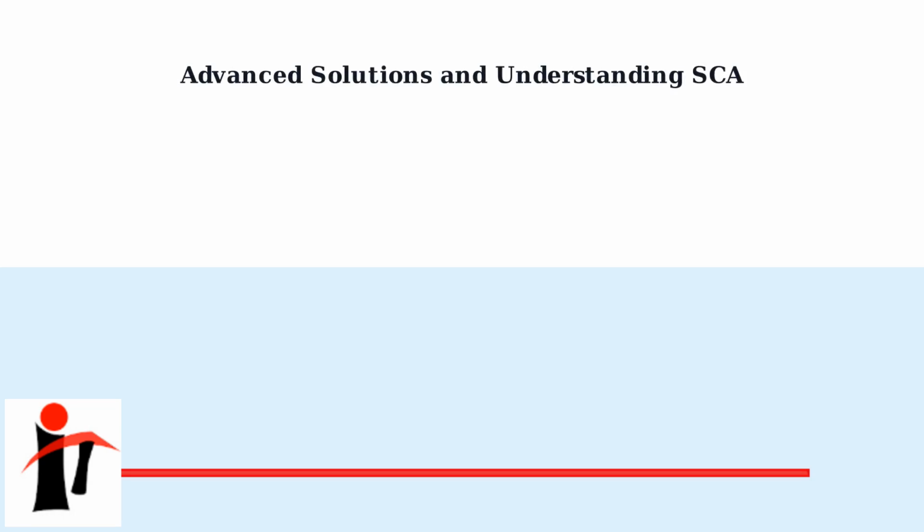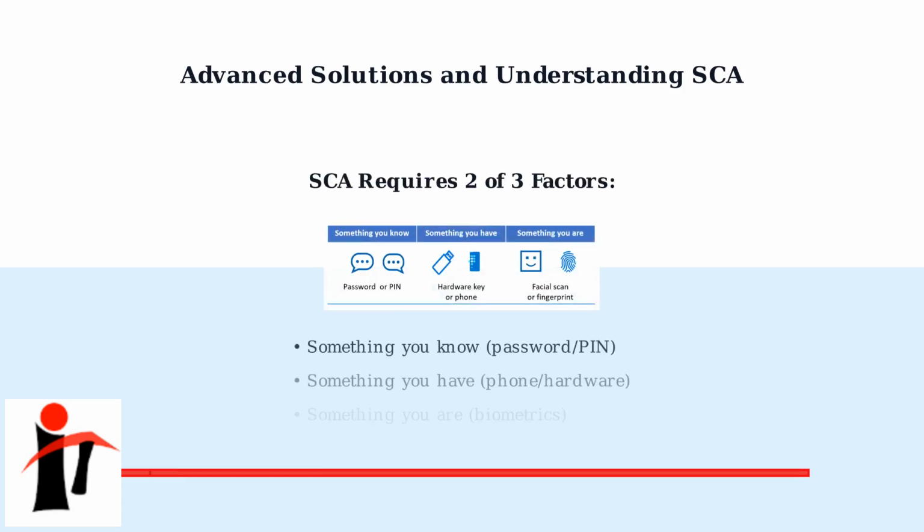If basic steps didn't resolve your Tesco Bank app authorization issues, let's explore advanced solutions and deepen our understanding of strong customer authentication. SCA, or Strong Customer Authentication, requires 2 out of 3 authentication factors: something you know, like a password or PIN, something you have, such as your phone or a hardware key, and something you are, referring to biometrics like fingerprints or facial recognition.